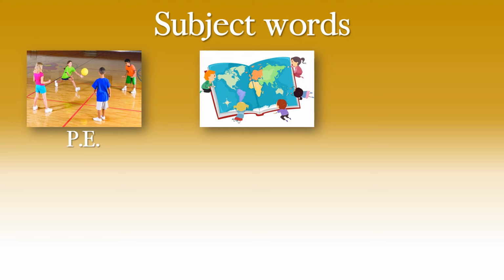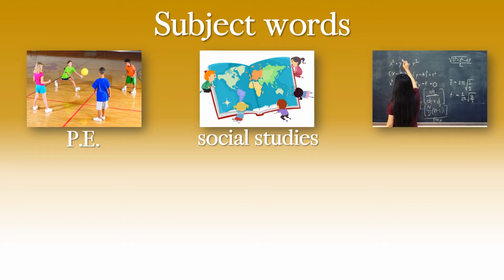Okay, these children are looking at a map of the world. Maybe they are looking at different people. Maybe they're looking at those people to see how they are the same. Maybe what they wear, what they eat, how they speak, what they believe. They are maybe looking at how they are the same or how they are different. What is this? Social studies.